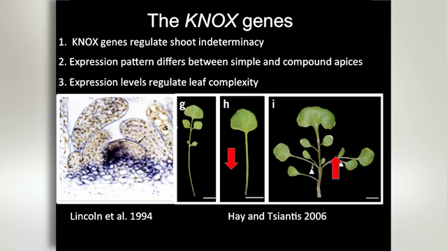And then, as very nicely shown by Miltos Tsiantis and Angela Hay, when you reduce the expression of Knox genes in Cardamine hirsuta, which is the natural state of the leaf, you reduce leaf complexity, and if you upregulate Knox expression, then you increase leaf complexity. So this seemed like a really good group of genes to look at for their role in leaf development.